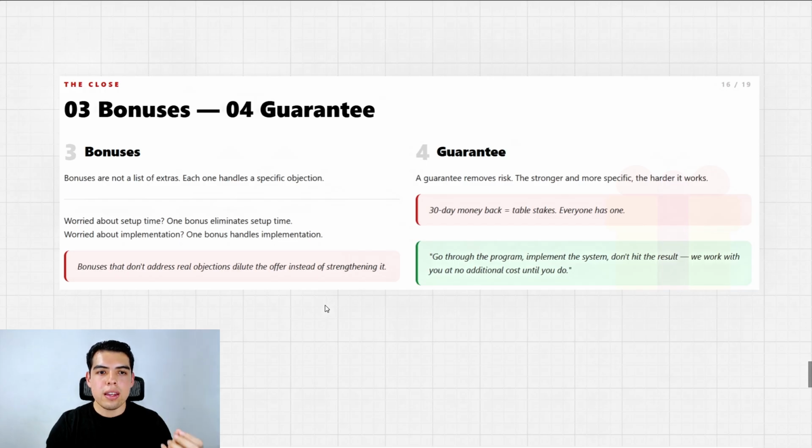Fourth is the guarantee. A guarantee's job is to remove risk. The stronger and more specific your guarantee, the better it works. A 30-day money-back guarantee is good, but everyone has one. A guarantee tied to a specific outcome is different. If you go through the program, implement the system, and you do not hit the results that you wanted to hit, we will work with you at no additional cost until you reach your desired result. That is a guarantee that addresses a specific objection, which is the risk objection. They're not sure if it's going to work or if they're going to get the result that they want.